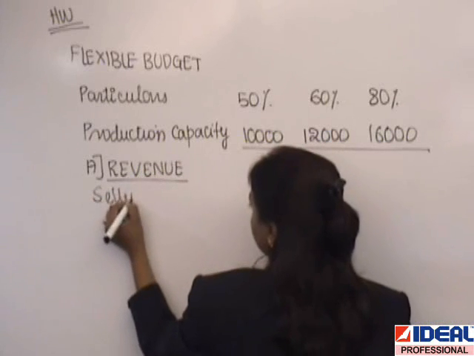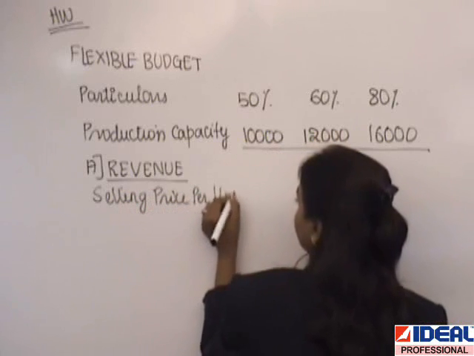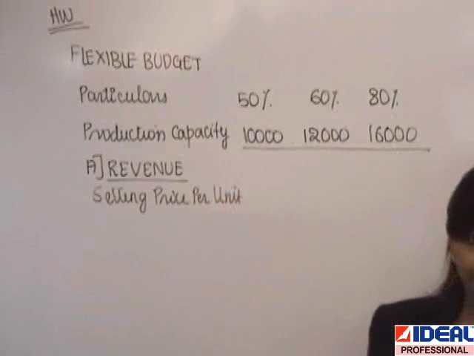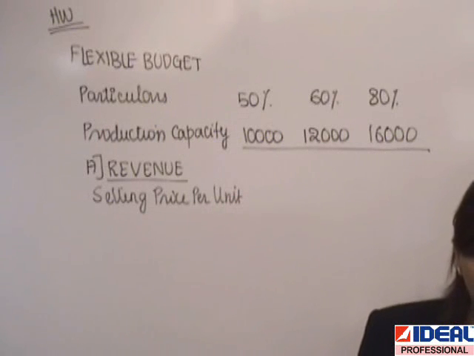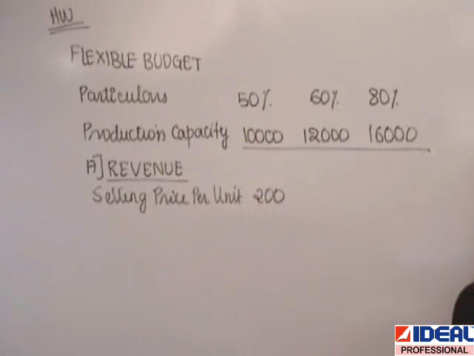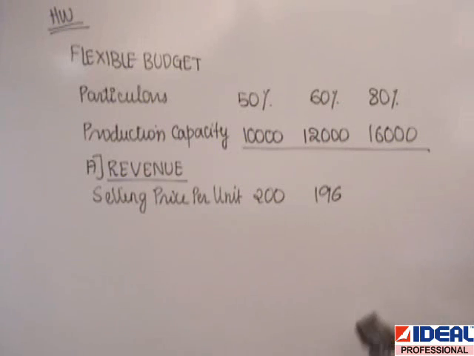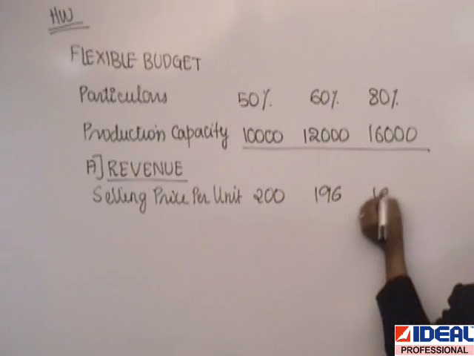In revenue, selling price per unit. What selling price did you take, tell me. At 50%, how much? 200. It is already given. Then at 60%, it is given that selling price falls by 2%. So 200 minus 2% is 196. Then at 80% it falls by 5%, it is 190.